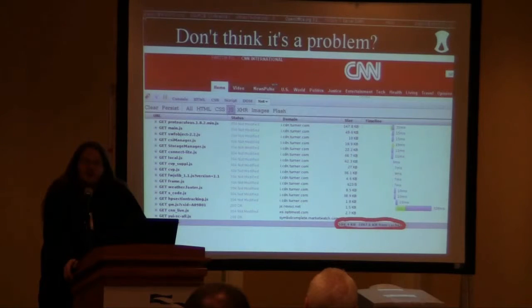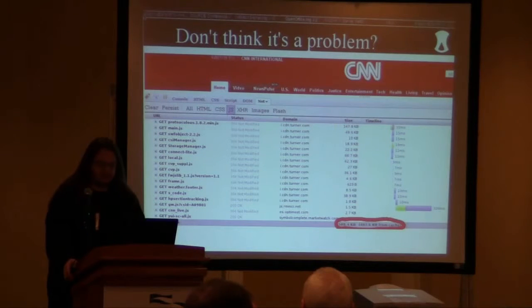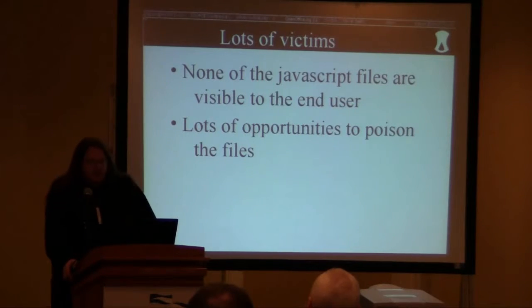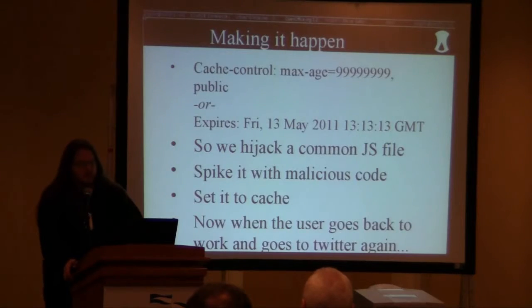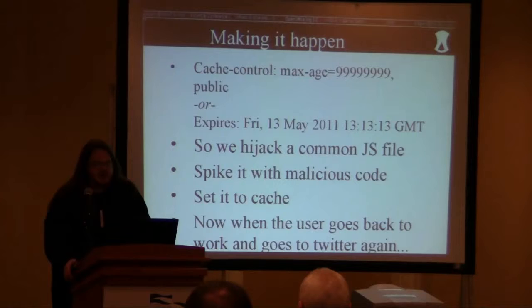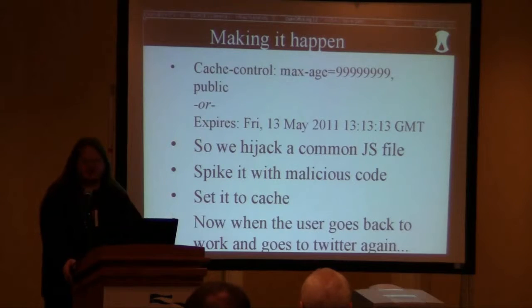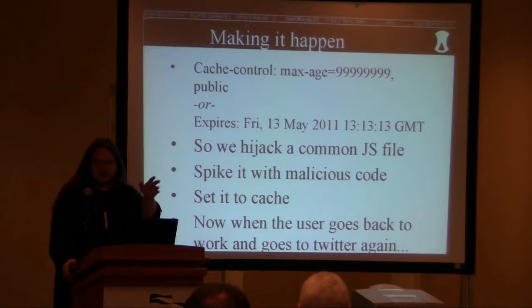There's 490K of JavaScript cached by CNN's front page alone. So, none of the JavaScript files are invisible to the end user. Lots of opportunities to land this attack. So what do? Well, you just make a JavaScript file, feed it to Airpone, cache control, max age, whole bunch of 9s, just lean on the key till you feel like it. Public cache, that's fine. Expires, 2011. It's far out. I mean, the world's going to end in 2012 anyway, so 2011 is good enough.